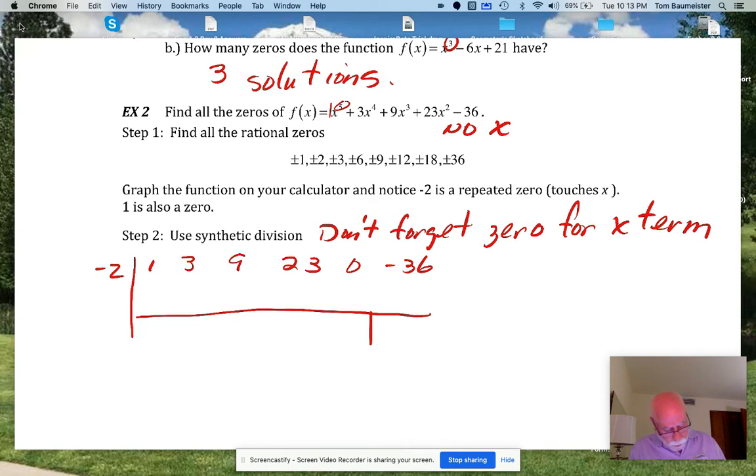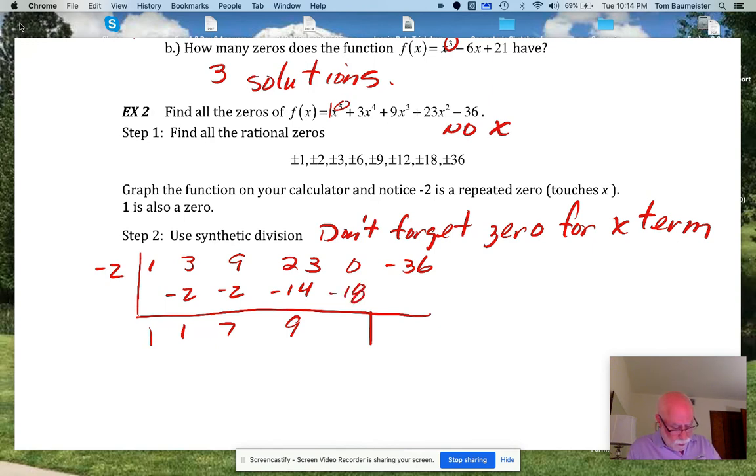So again, remember, I bring down the first one, which was a 1. Negative 2 times 1 is negative 2. 3 plus negative 2 is a positive 1. Negative 2 times 1 is negative 2. 9 plus negative 2 is a positive 7. Negative 2 times 7 is negative 14. 23 plus a negative 14 will be 9. Negative 2 times 9 is negative 18.